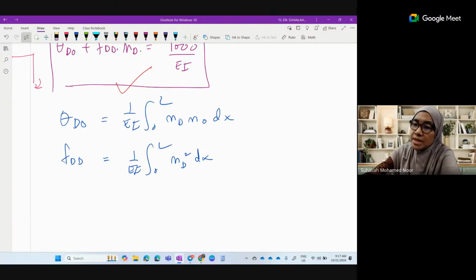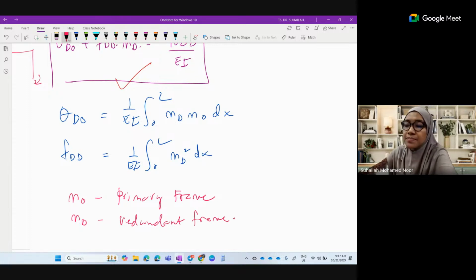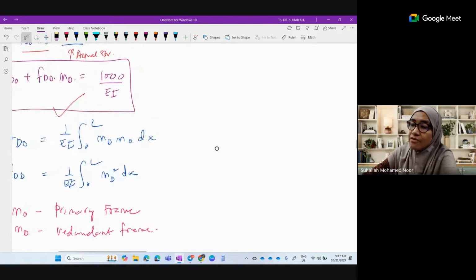Okay, so from here we have two moment equations. We have M naught, and of course M naught is for the primary frame, and MD, or some use M1, is for the redundant frame. How many systems are there? Two systems.